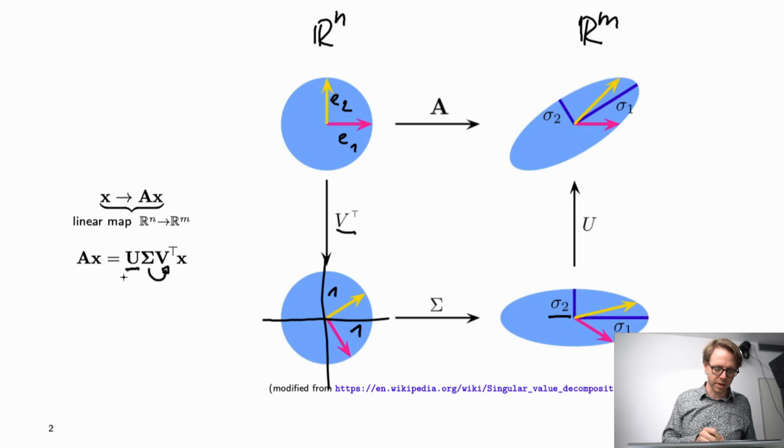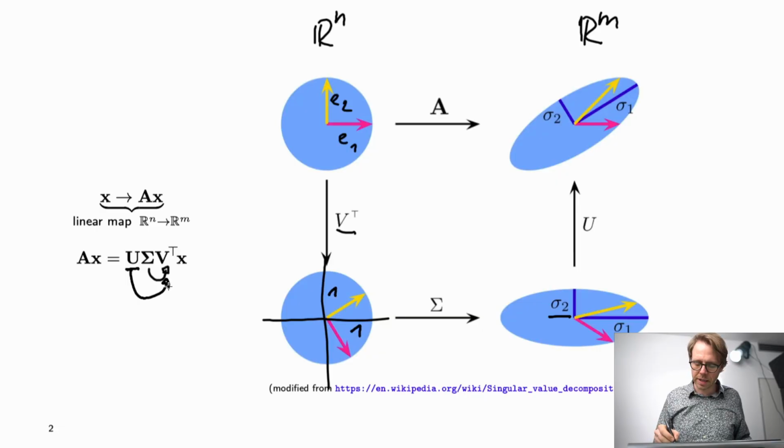The third transformation is another rotation by the left singular vectors. Again, the left singular vectors are an orthogonal matrix, which means that we perform a rotation, but all the lengths stay the same. So we see that these original vectors that originally were axis aligned are now both changed in their length, but also in their direction.